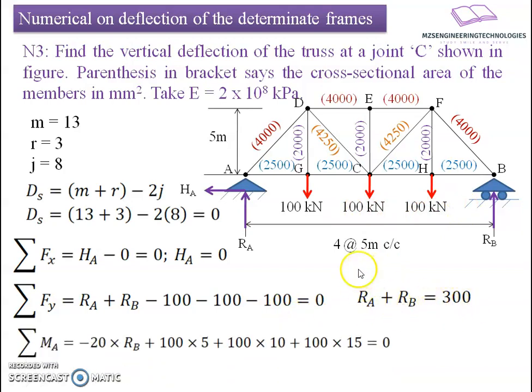I will apply summation of moment about joint A. I will take the twist of all the forces about joint A. So Rb into 20, as the total span is 4 into 5, 20. It will have an anti-clockwise twist, that's why negative: minus 20 into Rb plus 100 into 5, the load at joint G, which has a clockwise twist, and at joint C it will have a twist of 100 into 10, and at joint H the force will have a twist of 100 into 15, resulting in Rb equals 150. From back substitution of this value in the previous equation, Ra equals 150 kilonewton.